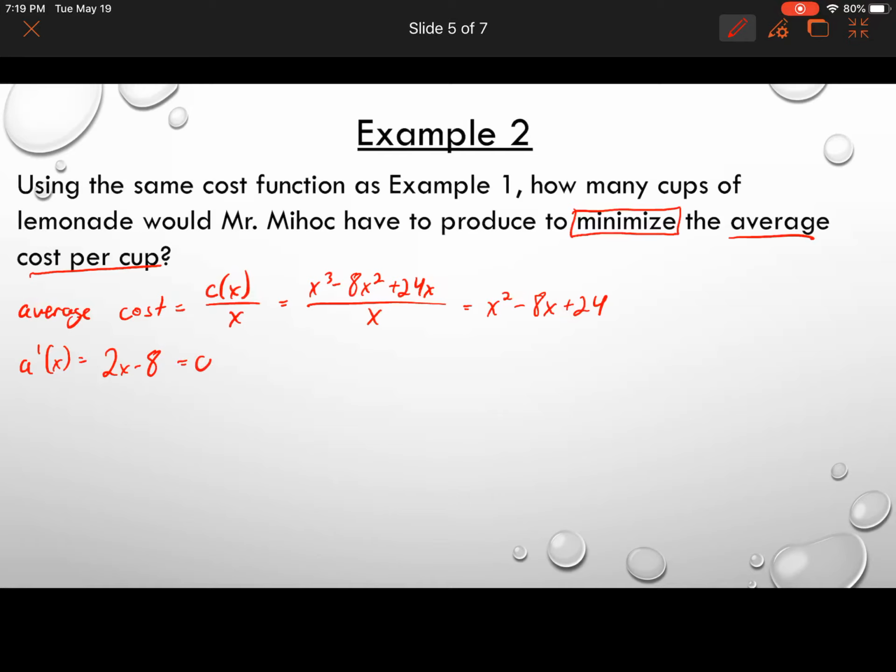We want to find the critical number. So set it equal to 0. So add 8, divided by 2. So x is 8 divided by 2, which is 4.